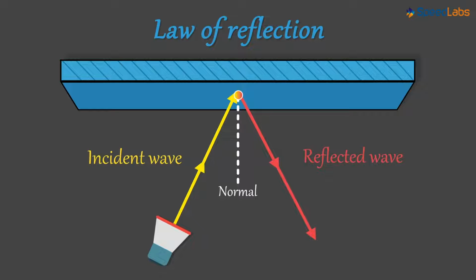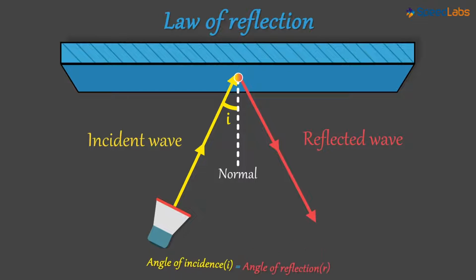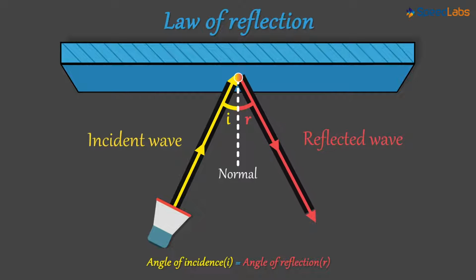The law of reflection tells us that this sound wave will be reflected back in such a way that the angle of incidence I is equal to the angle of reflection R. Also, the incident ray, the reflected ray, and the normal will all lie in the same plane.